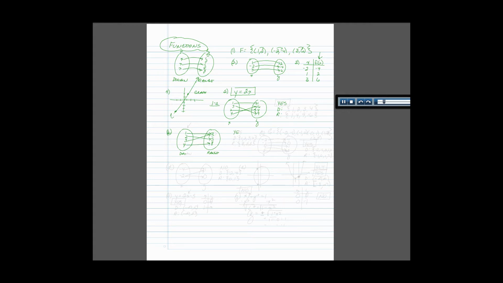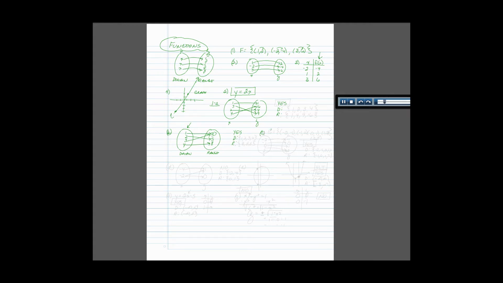Yes, it is. And yes, I realize that the 3 in the range has 2 things coming to it, but that's okay as long as each one of the elements in the domain only goes one place. The 1 only goes one place, the 2 only goes one place, the 3 only goes one place, and the 4 only goes one place. It's okay if they go to the same place. So yes, that is also a function. We'll come back and do the domain and range.